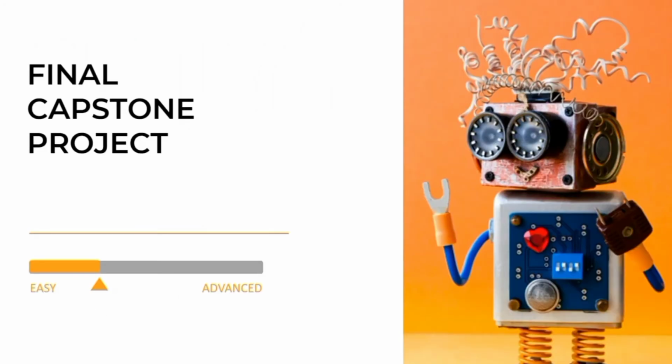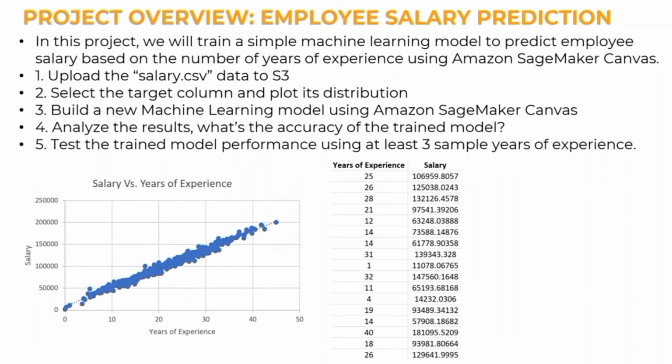So what I wanted to show you right now is the final capstone project. In this project, we will train a simple machine learning model to predict the employee salary based on the number of years of experience using Amazon SageMaker Canvas, without writing a single line of code. So here is the dataset. I am going to have the years of experience, and I want you to predict the salary for me. And if you would like to visualize the data, this is simply the visualization of the data. Again, you can fit a nice straight line that goes through the data.